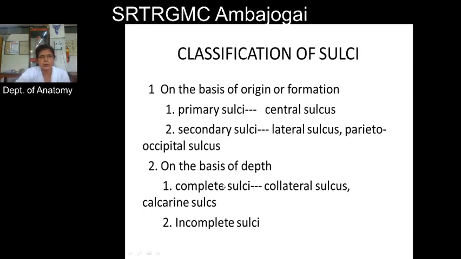Some sulci are shallow, some sulci are deeper and reach up to the wall of the ventricles and produce bulgings or indentation on the wall of the ventricles, and these are called complete sulci. That means these complete sulci reach up to the wall of the ventricle and produce bulging on the wall of the ventricle, and an example is the collateral sulcus. This collateral sulcus, which is present on the inferior surface, produces a bulging called the collateral eminence, which is present in the inferior horn of the lateral ventricle.